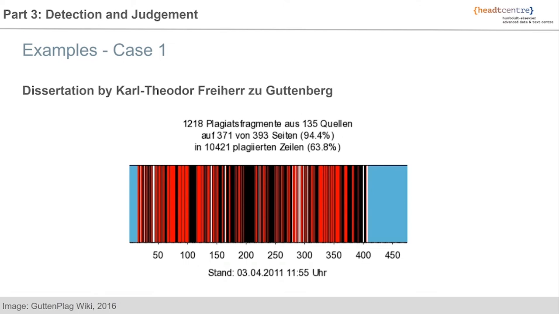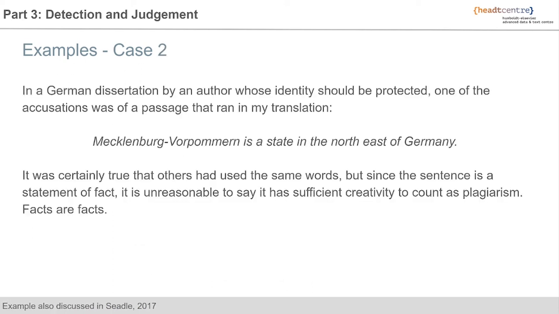This is an example of a barcode. It's visually very effective. This was used for the dissertation of Karl Theodor Freiherr zu Gutenberg, who was the defense minister in Germany. What is important here is, well, there are 371 pages with some form of plagiarism, according to the statistic, 94.4%. The number of lines is actually a much smaller set. It's only 63.8%. Now, this is still enormously high. Clearly, he did plagiarism, but the line count is really a more accurate measure.